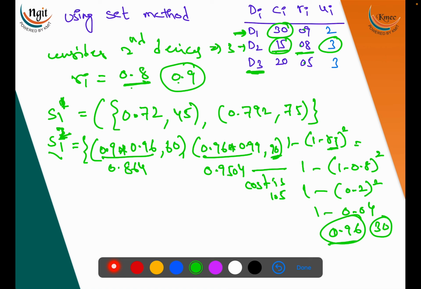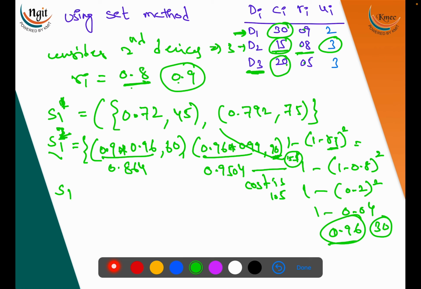The one more device cost is 20. If I take here 90, only 15 rupees is left. $15 are left to buy this. So obviously this will not be included in the solution, right? Now I am cutting it, I am ignoring it, I am deleting it.